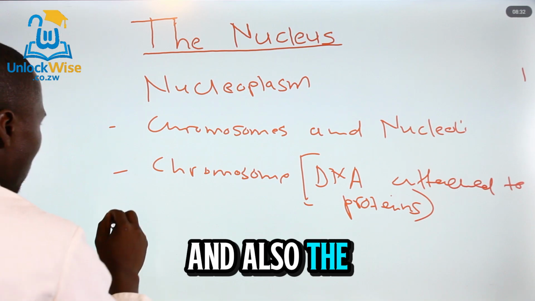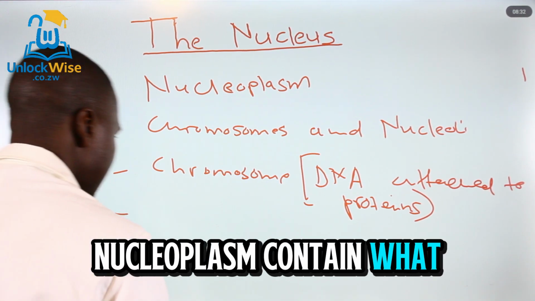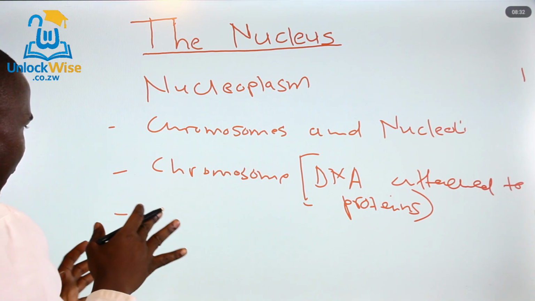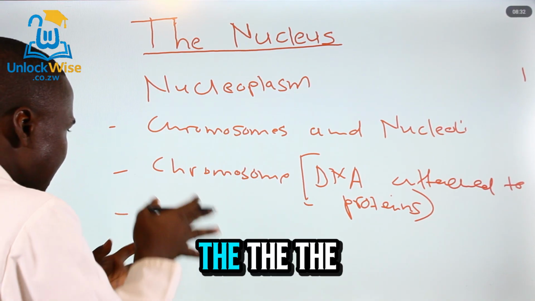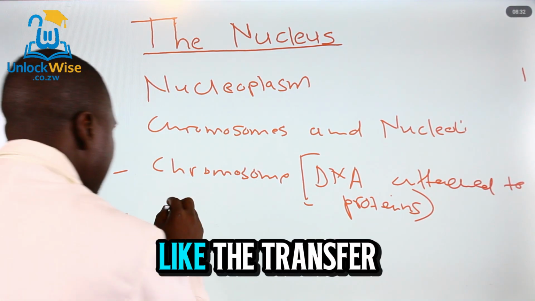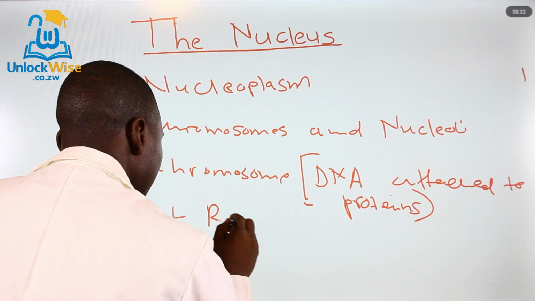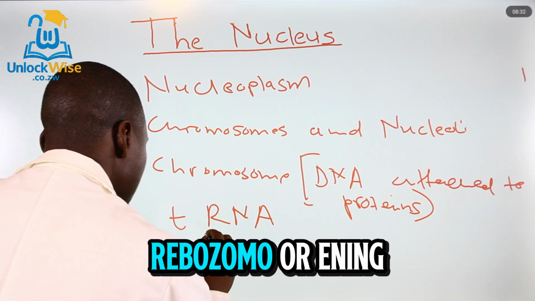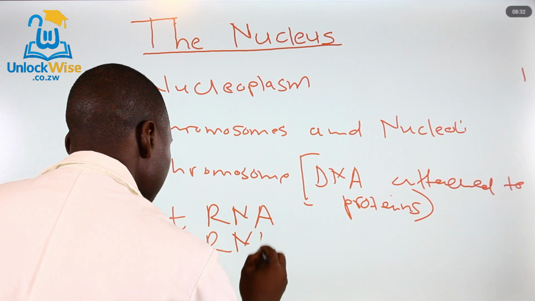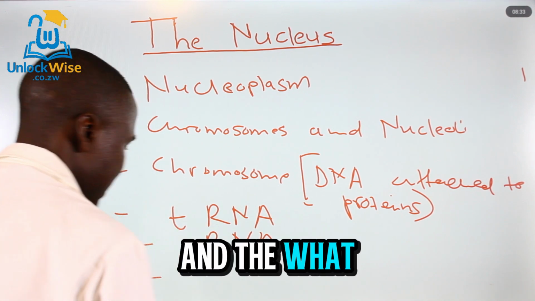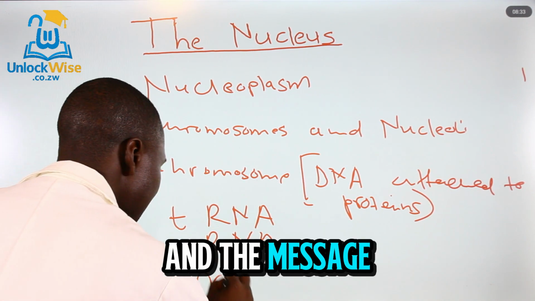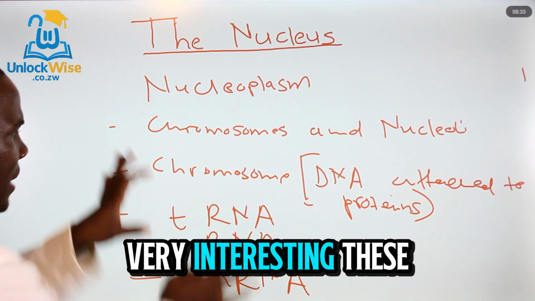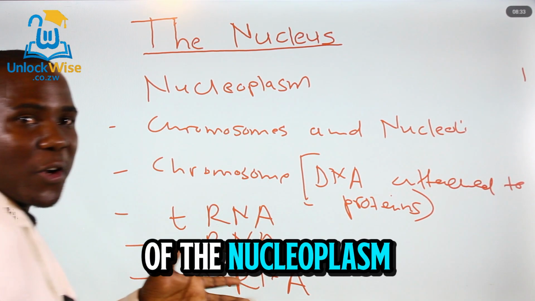And also the nucleoplasm contains the RNA, like the transfer RNA, ribosomal RNA, and the messenger RNA. Very interesting. These are the components of the nucleoplasm.